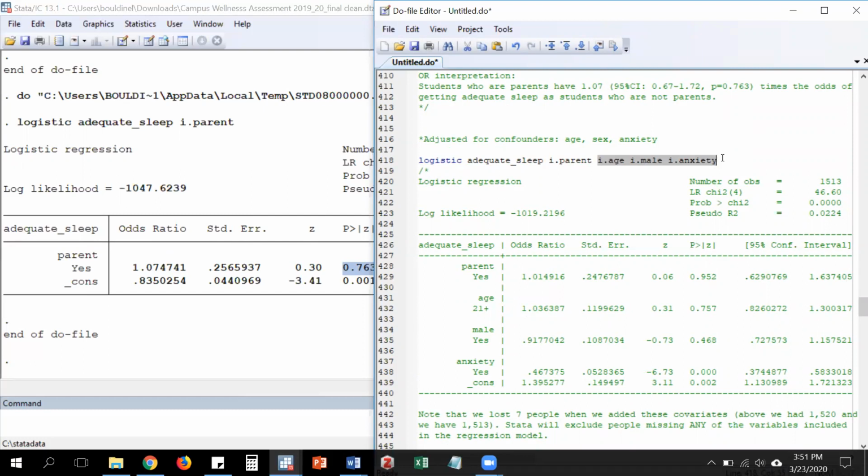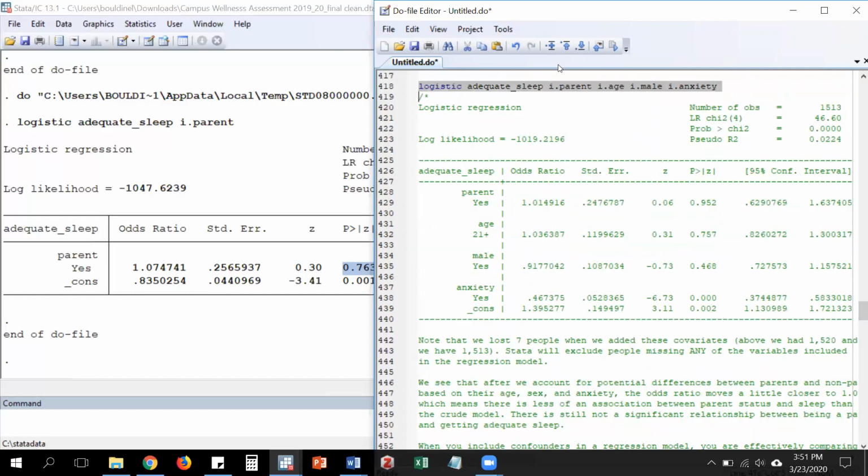So in this example, I'm going to adjust for age. Remember, like everything else in this data set, it is a qualitative variable. So we have those two age categories, 17 to 20 and 21 or older. Male is just yes or no. So it's male versus female or intersex respondents. And then we have that question about anxiety in our campus wellness assessment. And that is also just yes, no: have you experienced anxiety in the past year?